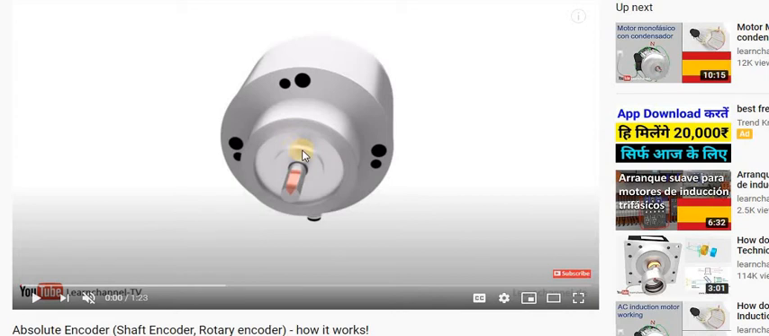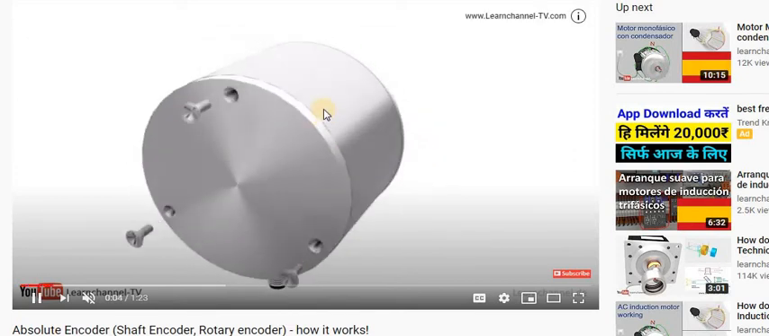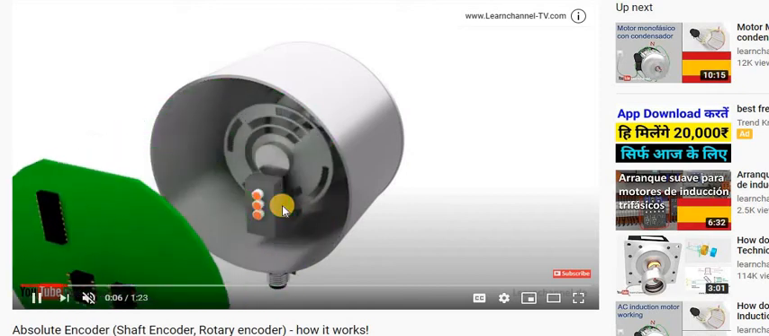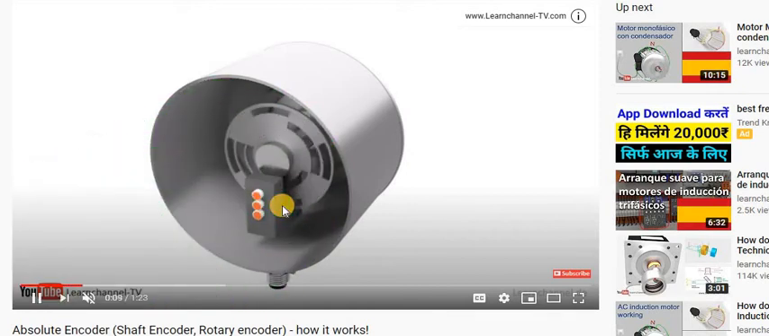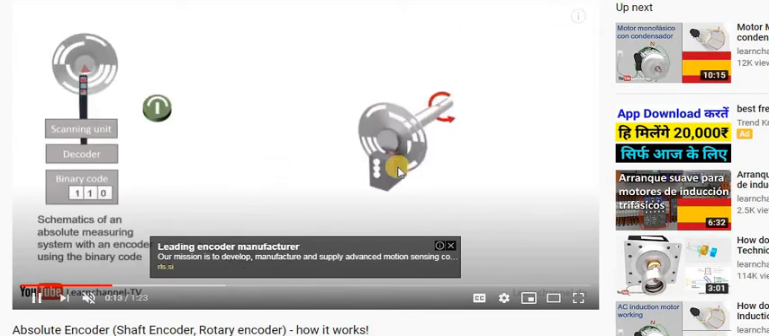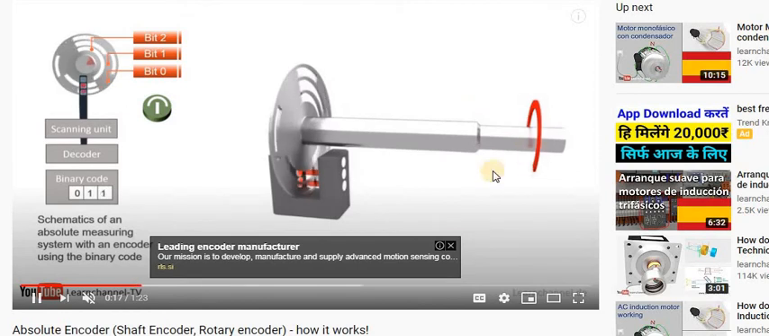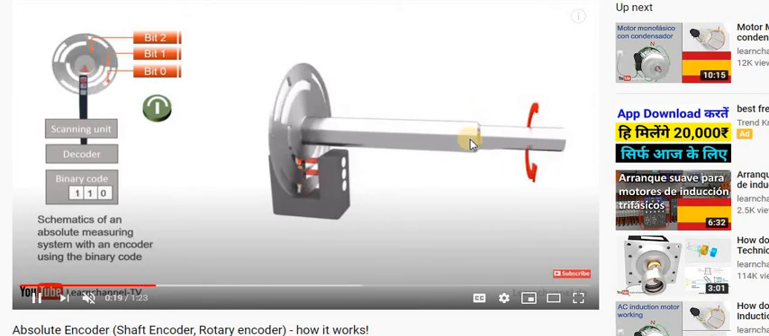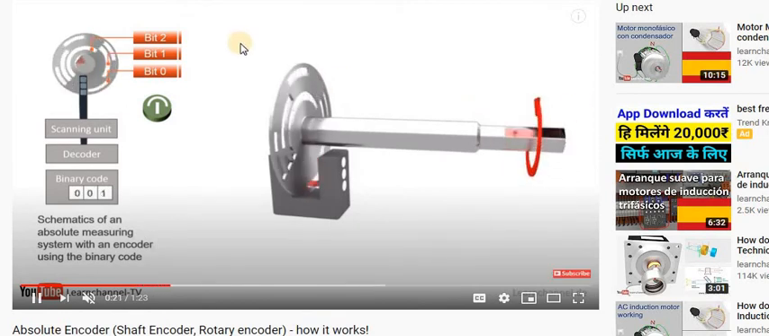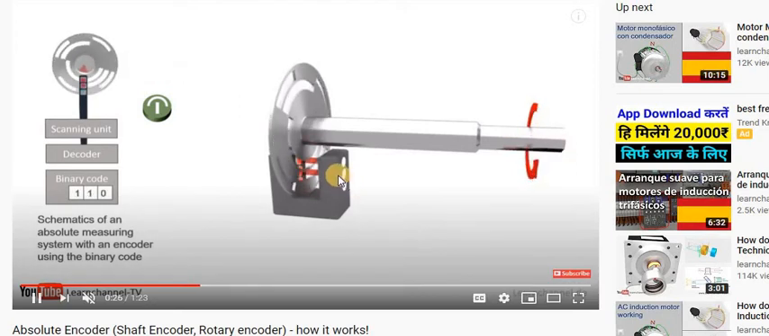Second is the absolute rotary encoder. Then how will it work? Look at this. The rotary encoder is used to measure the angle of rotation. The shaft whose angle is to be measured is over here, on which the disc is mounted. You can see this is the shaft whose angle is to be measured. This is the sensor.